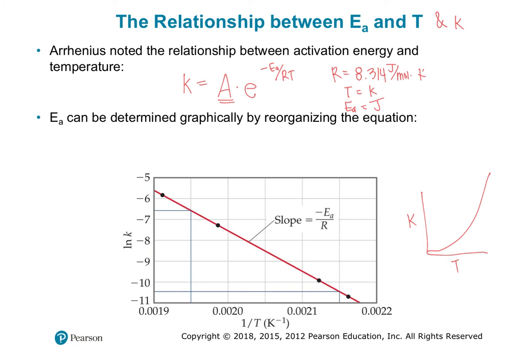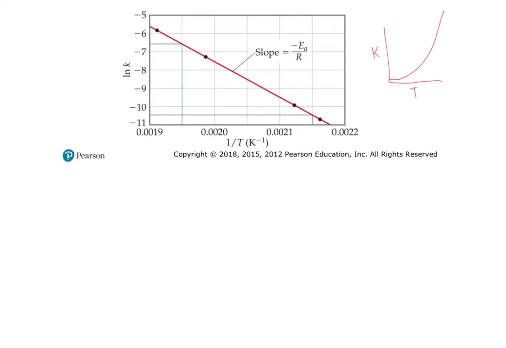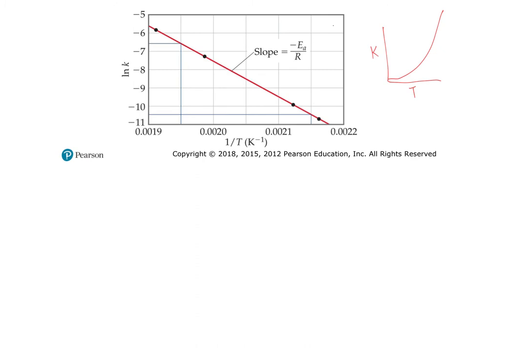So we want to get rid of that exponential. I'm going to show my work first, and then I'll give you the end result, so feel free to just watch. If I have k equals A e to the negative activation energy over RT, what I want to do is take the natural log. That will be the opposite of my exponential. So I'm going to do the natural log of both sides here.